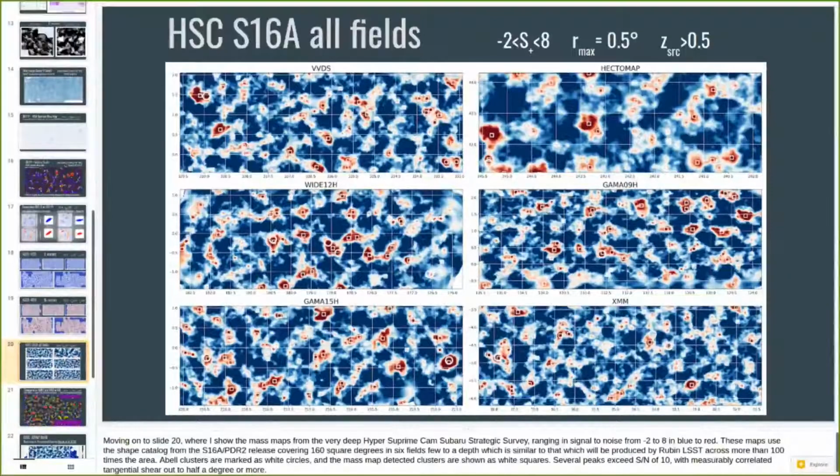Moving on to slide 20, where I show the mass maps from the very deep Subaru Suprime-cam, ranging in signal to noise from -2 to 8 and blue to red. Several peaks even exceed signal to noise ratio of 10, with measurably correlated tangential shear out to 1/2 a degree or more.